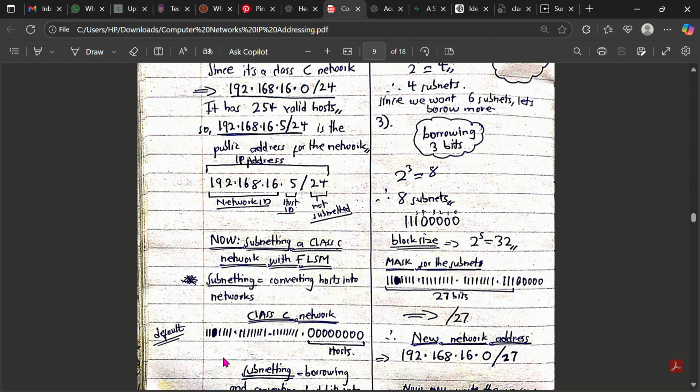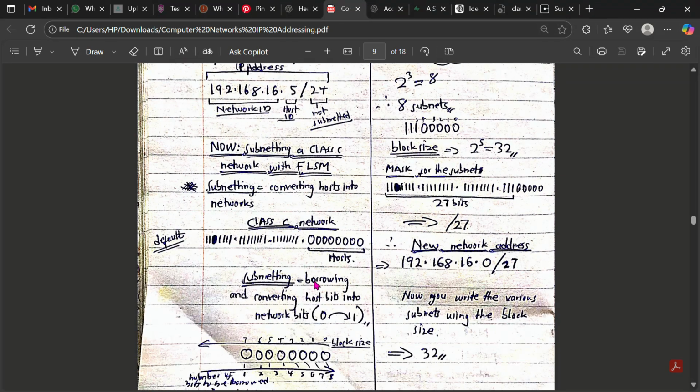So now, subnetting a Class C network with FLSM, fixed length subnet mask. Subnetting means converting host bits into network bits. We said the first three numbers are for the network ID, and the last number is for the host ID. So when we subnet, we are borrowing the host bits, the bits that make up that number, and converting them into network bits.